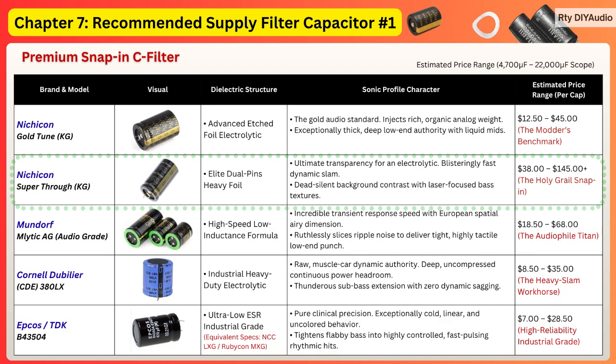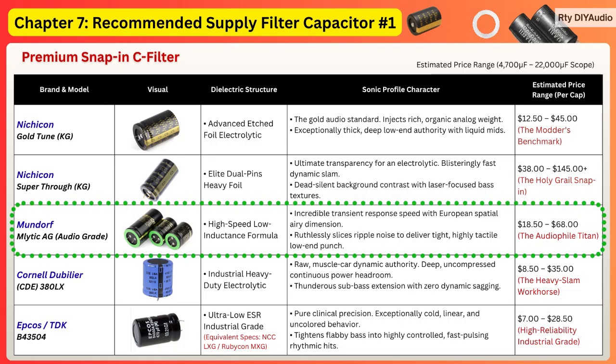Second, the legendary Nichicon Super Through KG series. Armored with elite dual-pin heavy foil geometry, this ultimate holy grail snap-in capacitor delivers an absolute window-like transparency with a blisteringly fast dynamic slam and dead-silent background contrast for laser-focused bass textures.